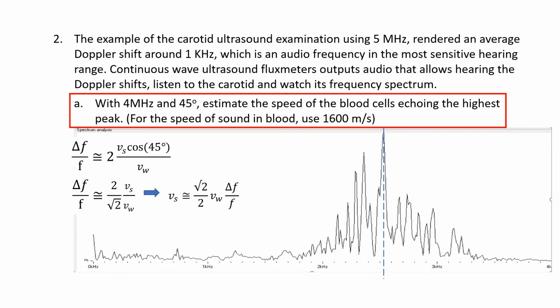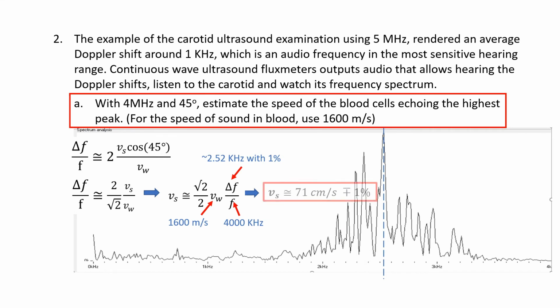The speed of sound is 1600 meters per second. The ultrasound frequency of 4 MHz is 4000 kHz. And from the spectrum chart we can estimate the Doppler shift as 2.52 kHz plus minus 1%. And after putting the calculator to work, the speed of the blood cells is 71 centimeters per second, plus minus 1%.